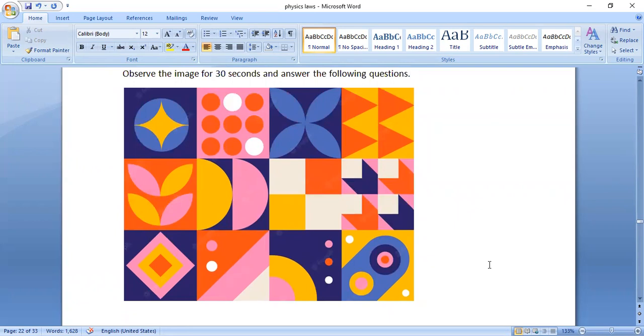How many commonly known shapes are present in the image? There's circle, triangles, squares. What else? What about semicircle? It is commonly known. Yeah, semicircle also. Okay, so circle, semicircles, triangles, squares.